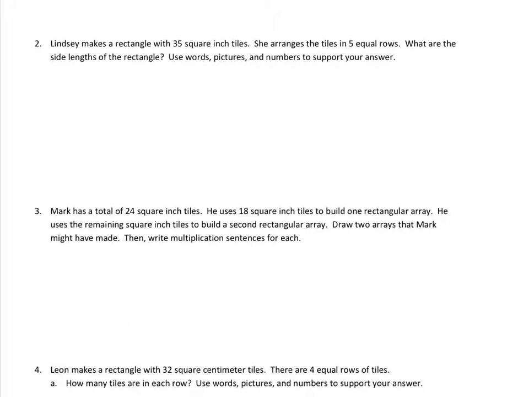Okay. So first thing is we know that there's a total of 35 square inches. So if we're thinking numbers, we can take that and start our multiplication sentence with equals 35. She arranges the tiles in 5 equal rows, but we don't know the columns. If you know your multiplication facts, it would help you really quick right now. Let's pretend that we don't.